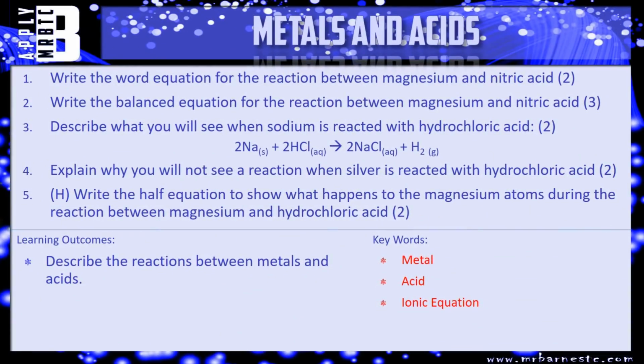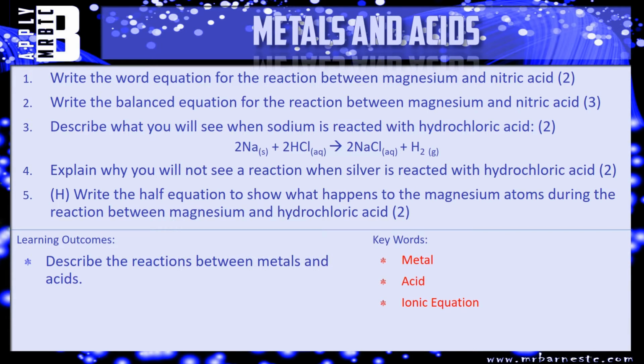Okay, hopefully you've done that. Let's have a look at some questions then. So question 1 asks you to write the word equation for the reaction between magnesium and nitric acid. That's worth 2 marks. The second one, write the balanced equation for the reaction between magnesium and nitric acid. So that's 3 marks. Question 3, describe what you will see when sodium is reacted with hydrochloric acid. So use the state symbols, have a go at that.